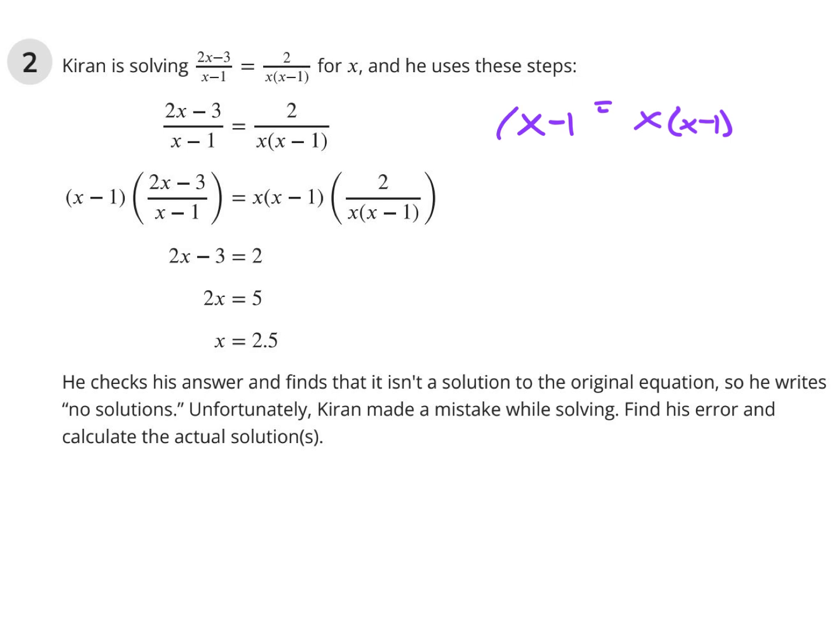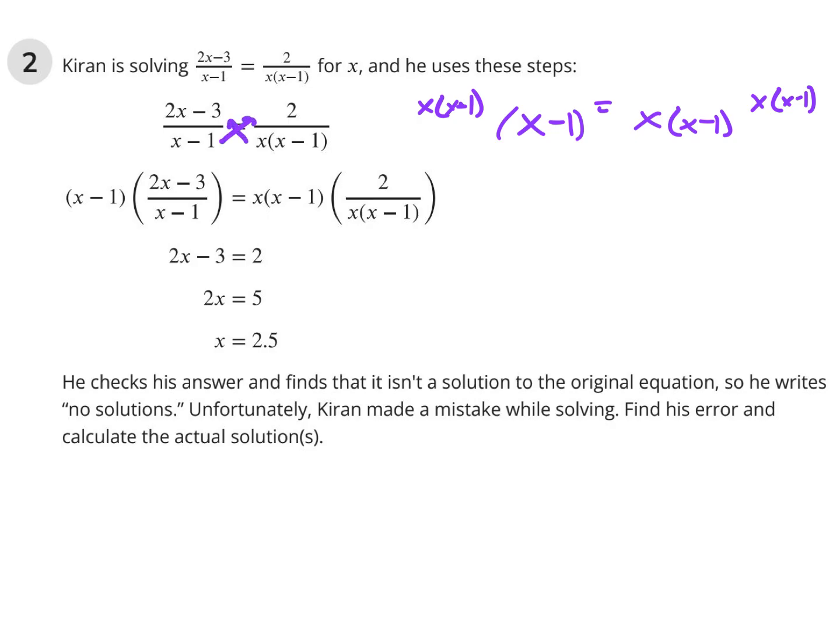they want you to multiply by the same thing, x times x minus 1, on both sides. I would not teach you to do that method because it's more complicated. It's far easier just to cross multiply.